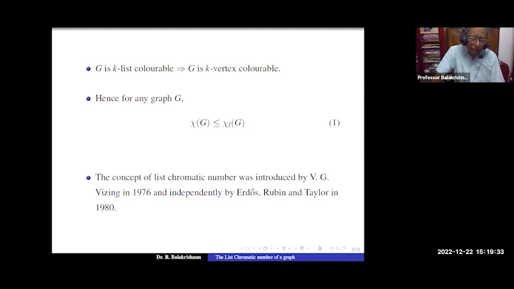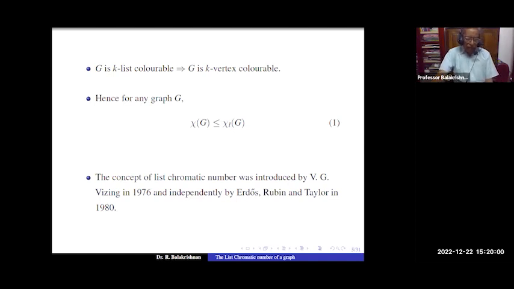And what is the least k for which G is k-vertex colorable? It is the chromatic number chi of G. And what is the least k for which G is k-list colorable? It is the choice number chi_L of G. And I already mentioned to you that the chromatic number is always less than or equal to the choice number, for any graph G.